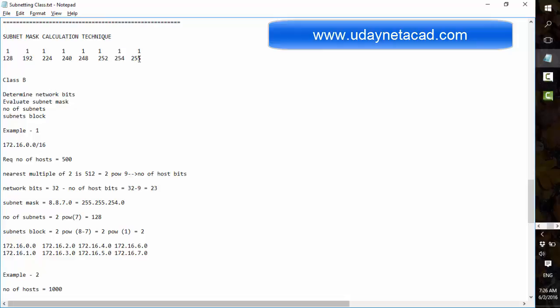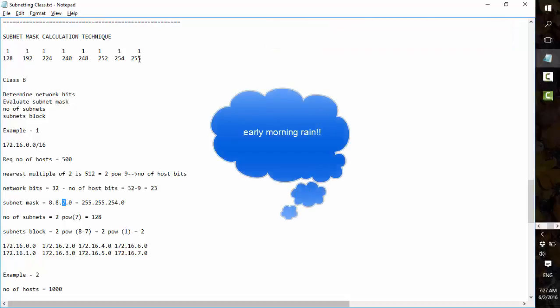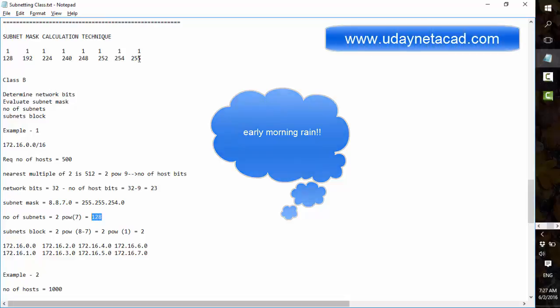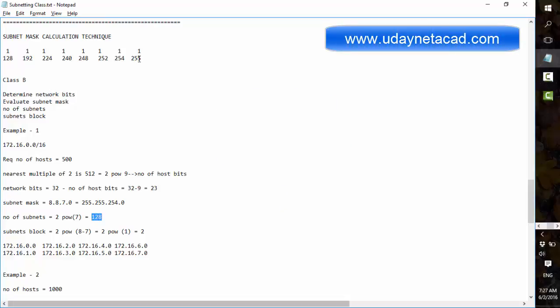Now the next step is to find the number of subnets, which is again easy. It's 2 to the power of 7. Where does the number 7 come from? From the third octet. 2 to the power of 7 equals 128. So the total number of subnets here is 128. Now the subnet block is very easy.